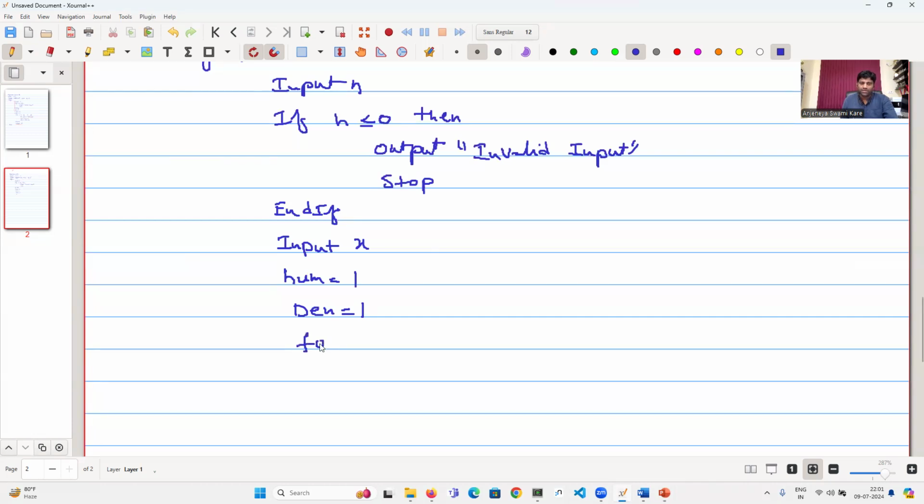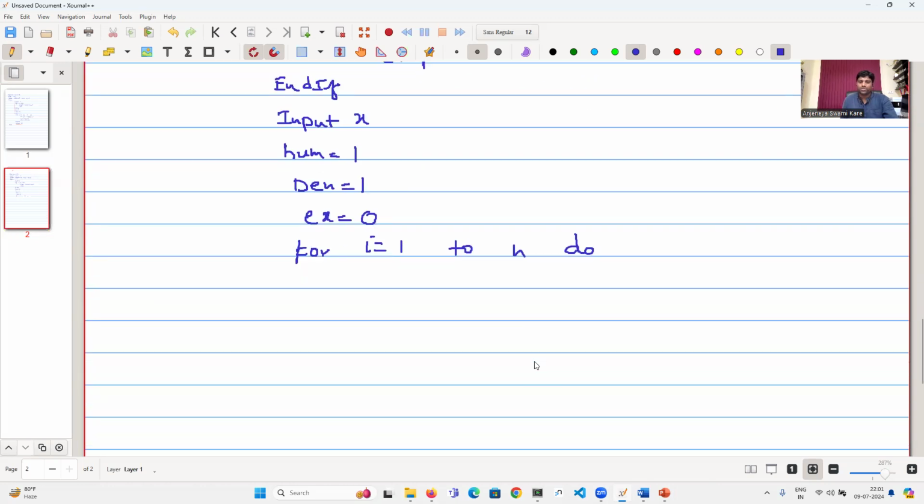Sorry, e to the x is ex. ex is equal to 0 initially. How many terms do we need to compute? For i equal to 1 to n. So ex is equal to ex plus numerator by denominator. The first term is added, 1 by 1, 1 is added.